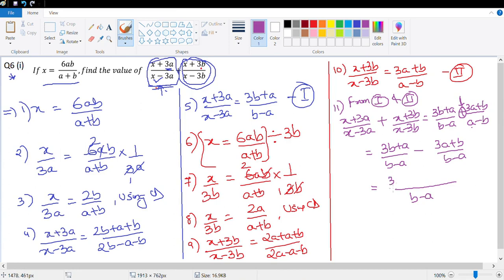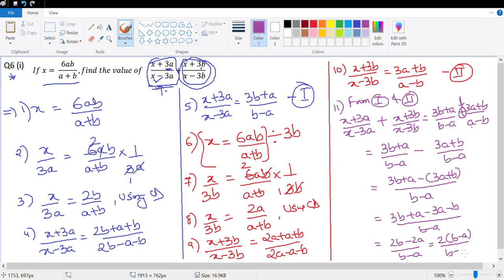So that would be 3b plus a minus 3a plus b. That would be 3b plus a minus 3a minus b upon b minus a. This is equal to 3b minus b, that's 2b, a minus 3a, that's minus 2a, upon b minus a. I notice in the numerator 2 is common, so 2 times b minus a upon b minus a. b minus a and b minus a get cancelled, and this is equal to 2. So the value of what they wanted is equal to 2.